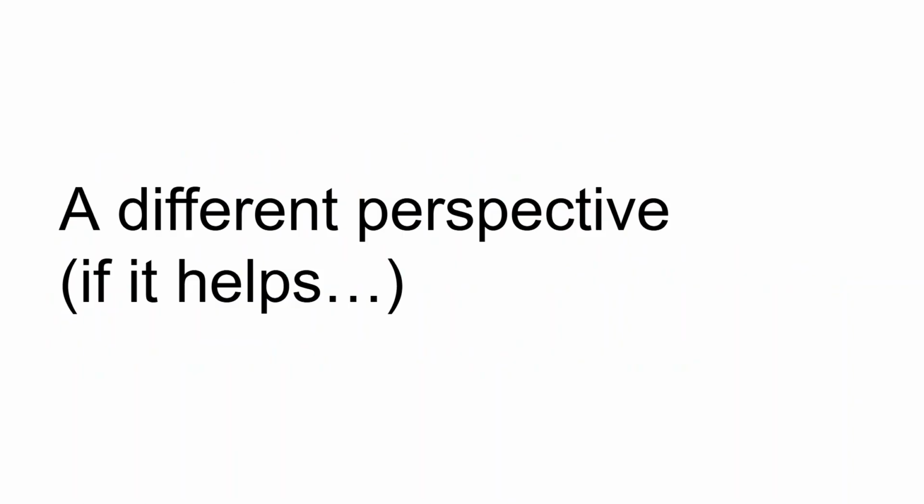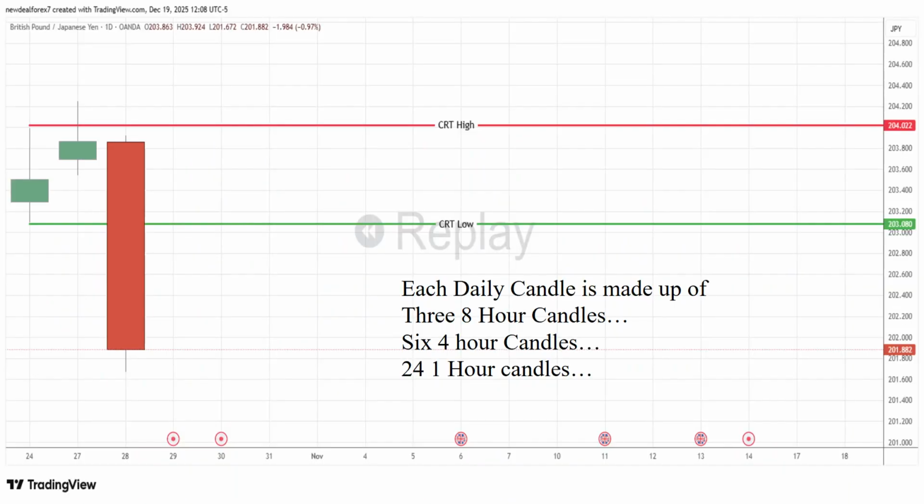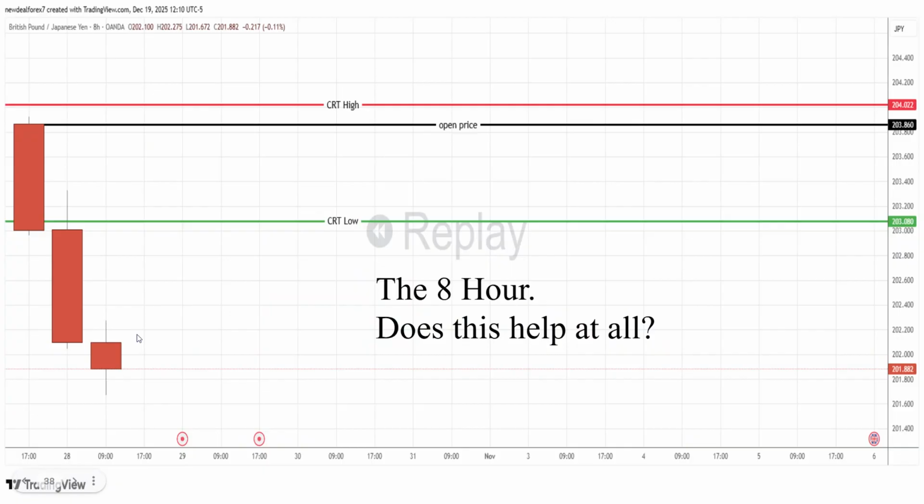Here's a little bit of a different perspective as well, if it helps, because remember that each daily candle is made up of 3 8-hour candles, 6 4-hour candles, and 24 1-hour candles. So I wanted to show you this distribution candle on pound yen, and I'm going to show you this big red candle across the 3 time frames. So this red candle looks like this on the 8-hour chart. Is this helpful to you at all? If so, maybe experiment with that.